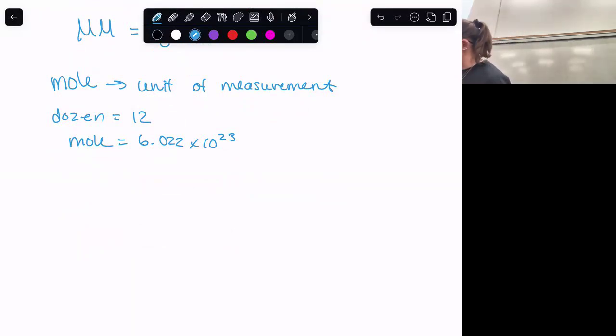So when we talk about conversions of grams to moles, where do we get that molar mass from? We get it from the periodic table, so.